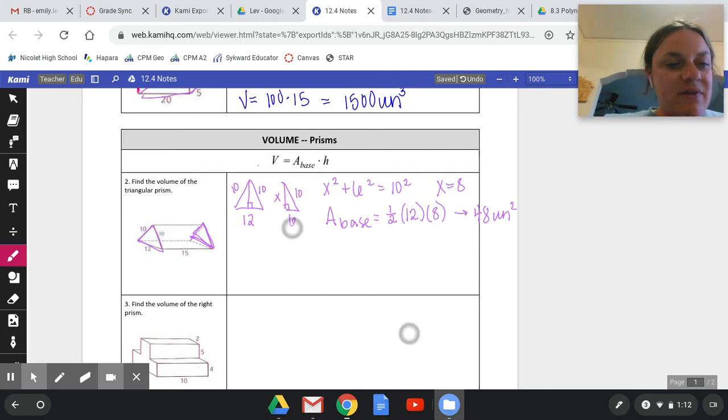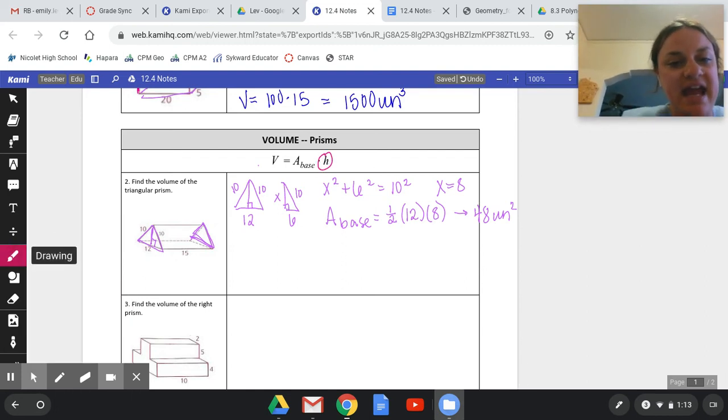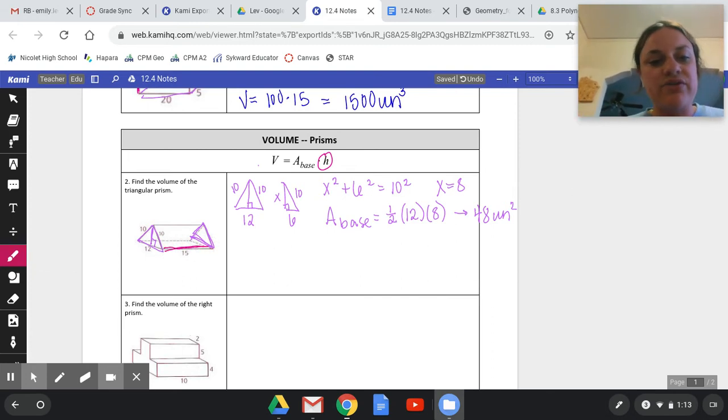So that height of the base right here, the height of the triangle, that's what that 8 is that we just found. And the reason I called it X is because I'm allowing this H to be the height of the prism. So this H is the height of the prism, and it's the distance between those two bases. So h is equal to 15, because that is the distance between those two bases, or the height actually of the prism. Like if I laid it on one of the bases, how tall is it?